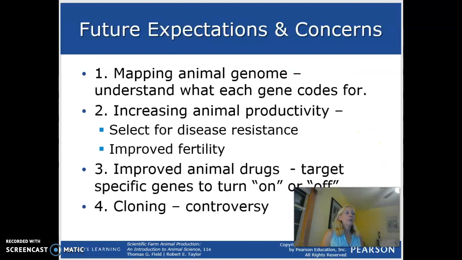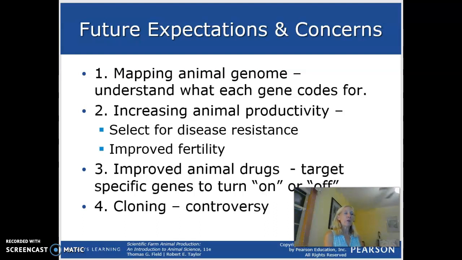So, this book is a little bit old, but mapping the animal genome, it has been done for many animal species. I know it's completely done for poultry, so we know what each gene codes for. And that helps us to identify traits that we want and traits that are desirable and traits that are undesirable. And in the big picture, that's where genetics becomes controversial, but at the same time, very important.